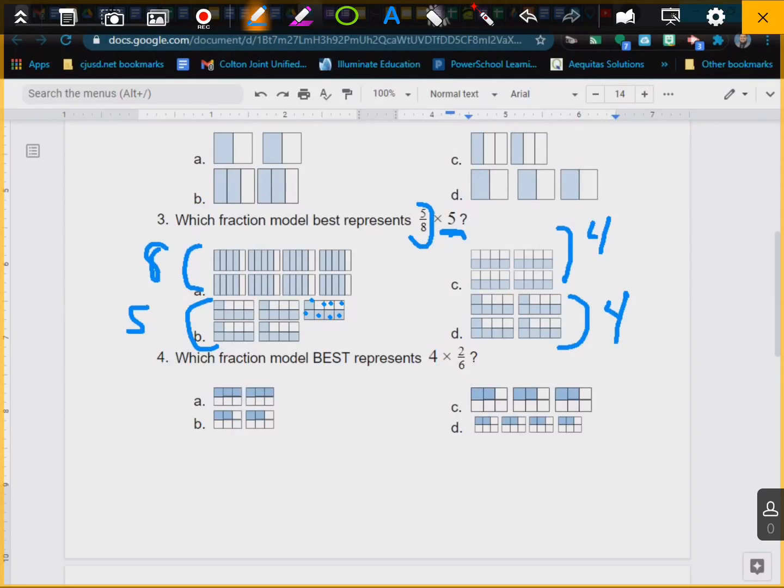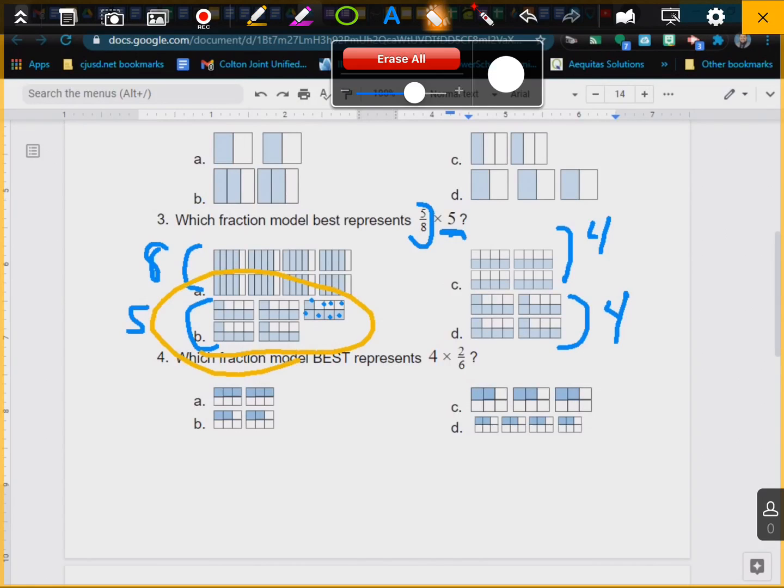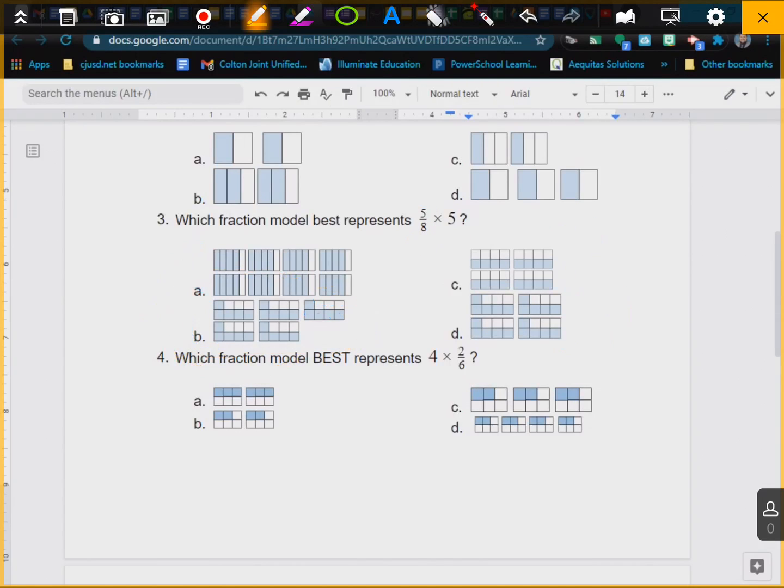And of that, how many are shaded? 1, 2, 3, 4, 5. So there's 5 models, 8 in each one, and 5 of the 8 are shaded. That's 5 times 5 over 8. B is my answer. Okay? Hopefully you guys got that right. If you didn't, that's okay. Hopefully you learned what you did wrong.